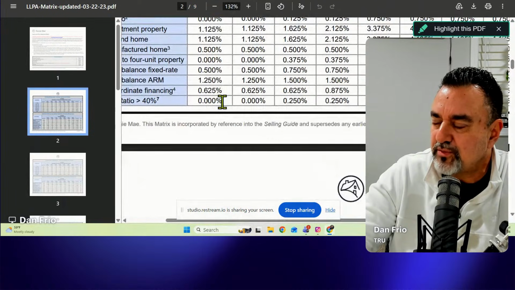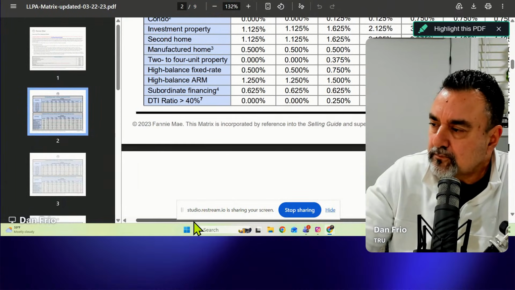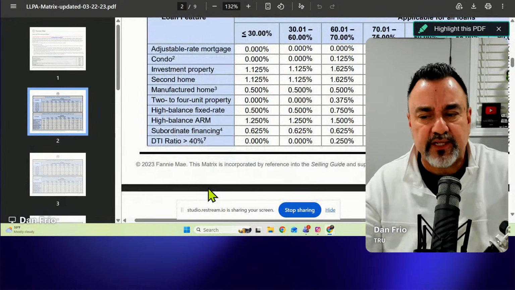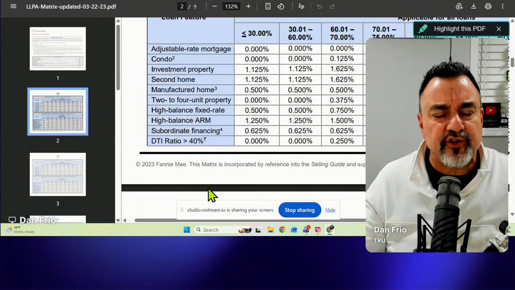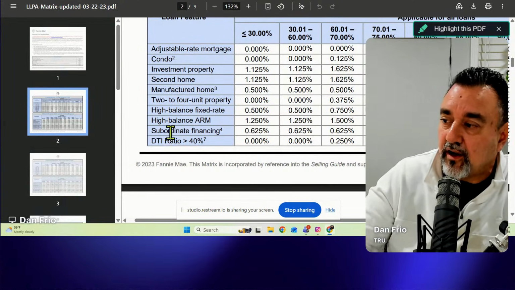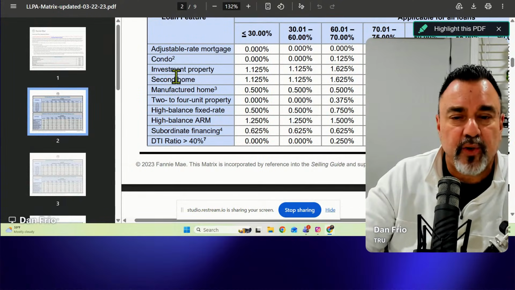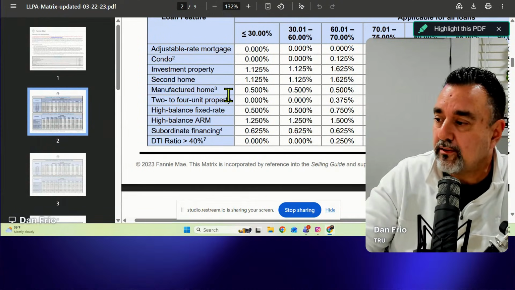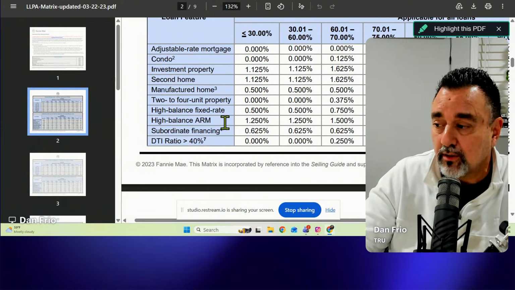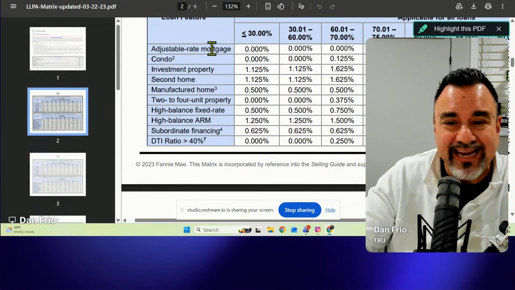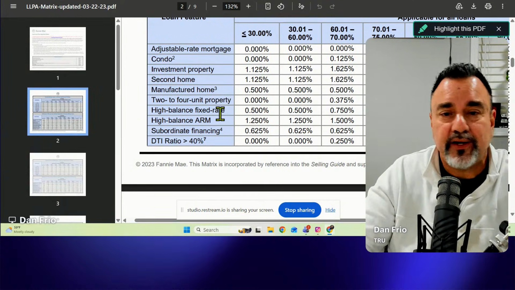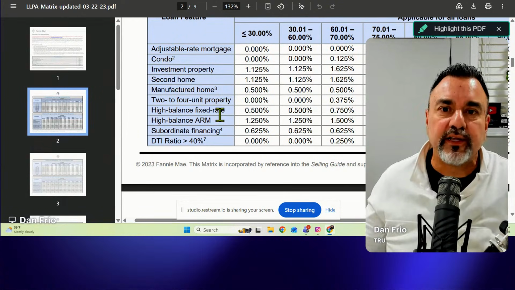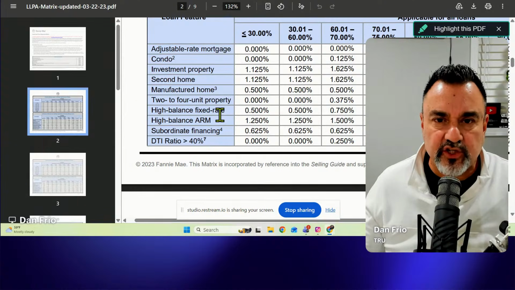Let me see if I can zoom this up without losing it. Down through here, what kind of property do you have? I say this a lot of times, and I think sometimes people are like, I don't understand what you mean. Well, is it a condo? Is it an investment property? Is it a second home? Manufactured home? Two to four unit? High balance ARM? Subordinate financing? Do you have any of these adjustments to your rate? You probably don't know. So that's where you try to go out there and figure out, okay, I'm going to plug in all these details, and then you're going to get all these quotes.